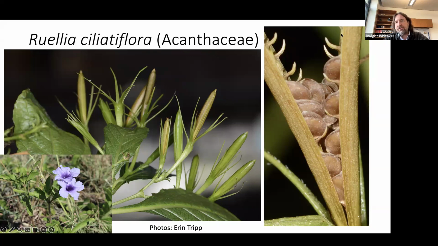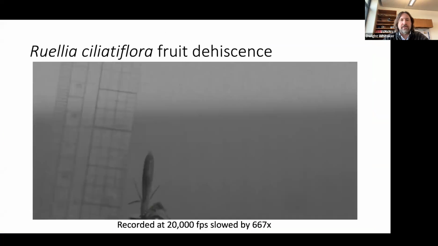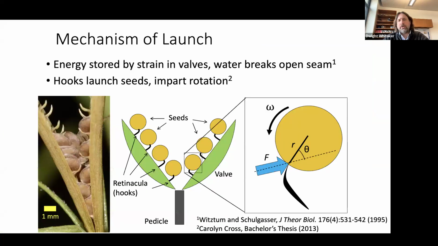And also, if you look carefully, you can see that this valve or the seam is not straight; it's curved. And all the time these fruits are ripening and drying out, it wants to be more and more curved, but the seeds are stuck together, so strains build up inside the tissue, and that's where the energy comes from to launch these seeds. So I'll just quickly go through that.